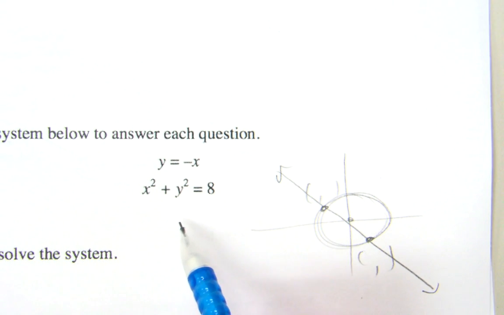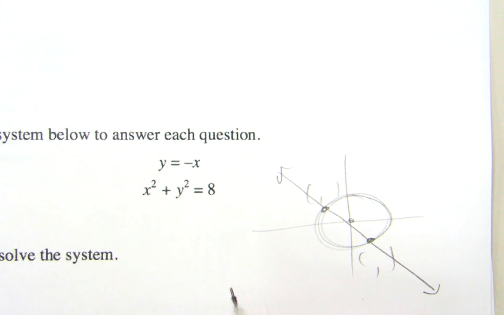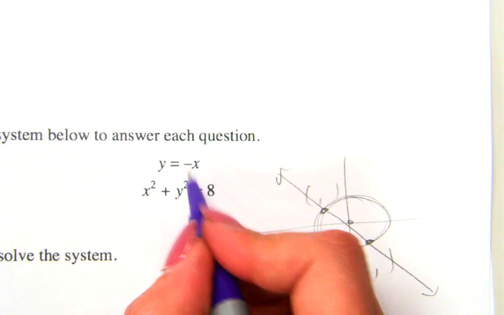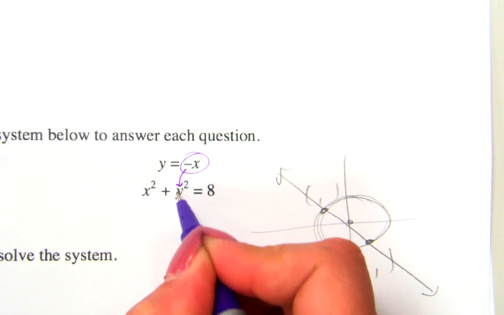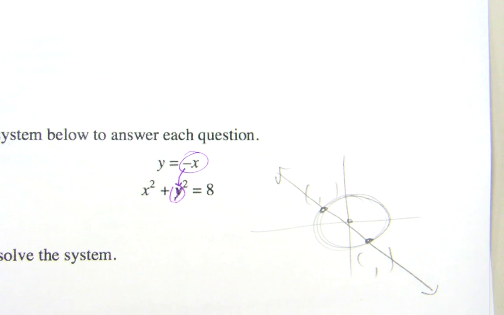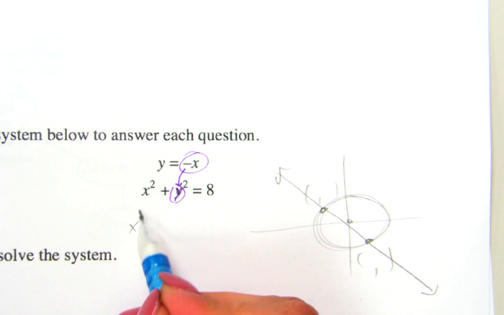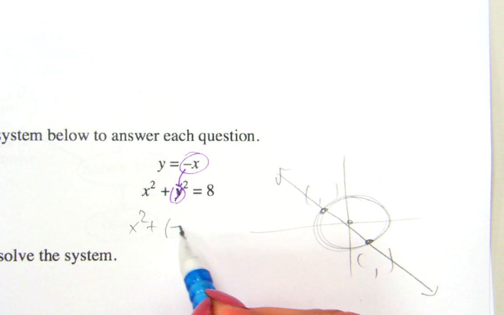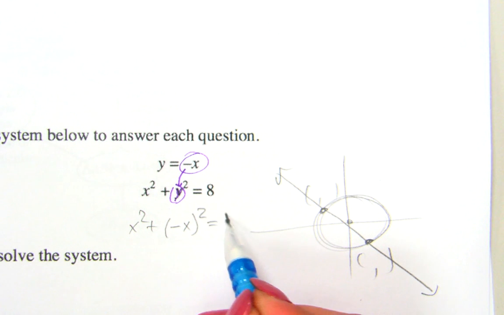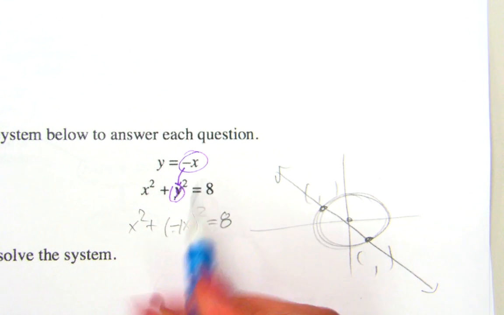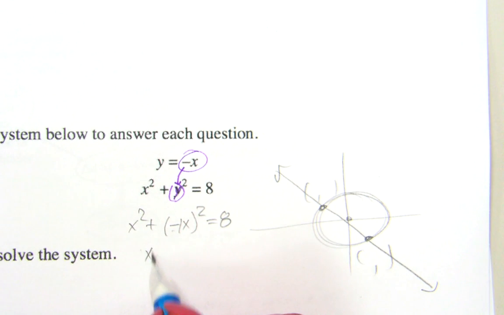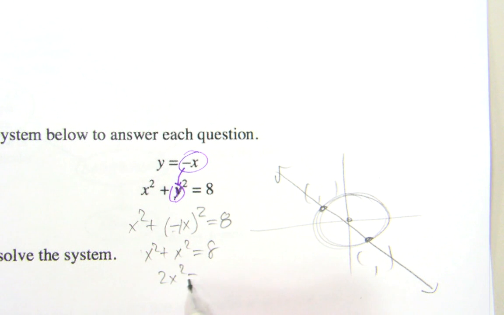Now, the fastest way to do this is to solve the system algebraically. Since they're both equal to y, my advice would be to take the negative x and plug it in for the y with the parentheses around it. And you should get x squared plus negative x squared is equal to 8. Well, negative x squared is just x squared. So 2x squared equals 8. Solve for x. You should get two different answers, a plus and a minus.